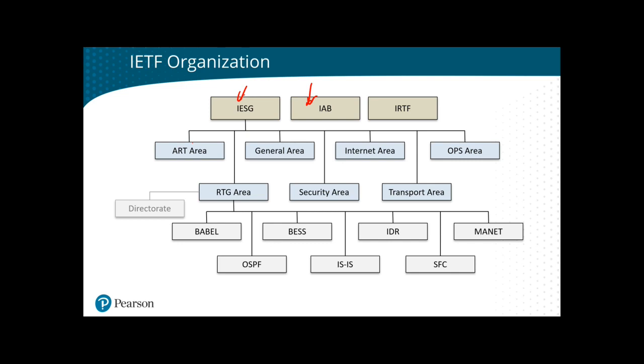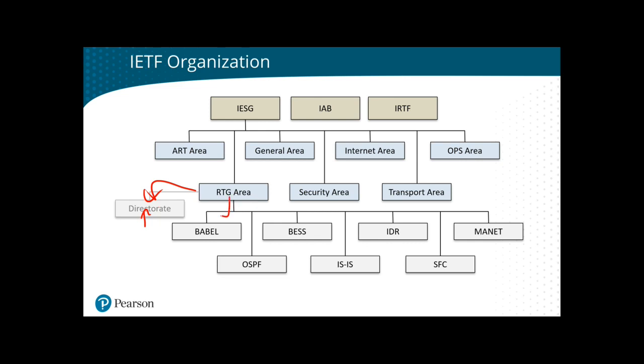So the areas are like art, general, internet, operations, routing, security, and transport. And then under each area, you'll have what's called a directorate, which just basically helps the area directors deal with the flood of documents that come in.